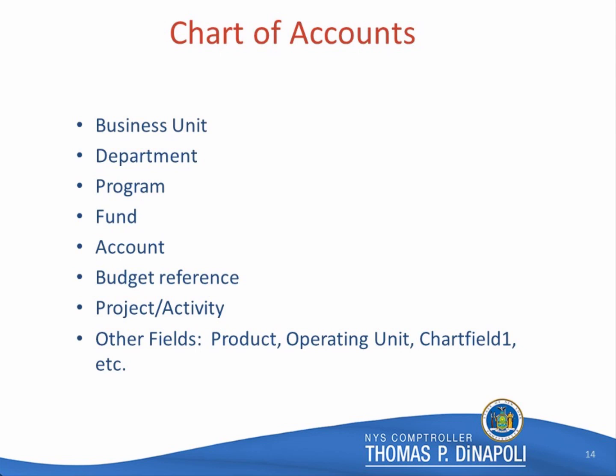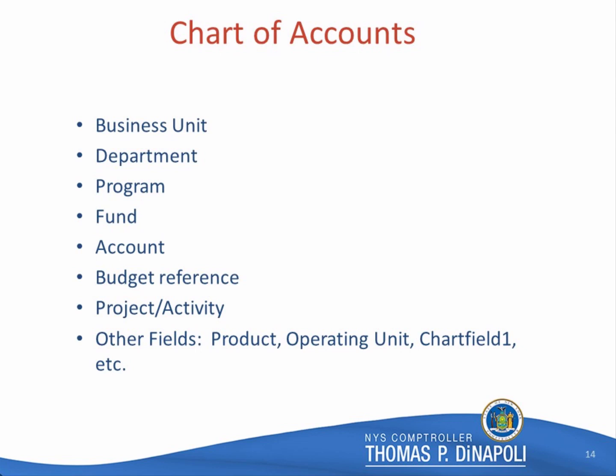Now on to business. The Chart of Accounts, COA, is the foundation of the statewide financial system, SFS. It provides each business unit, department, fund, program, budget reference, and account within the state a unique identification number to identify financial transactions. Some transactions may have other chart fields such as product, operating unit, and chart fields. In the project costing module for grant budgets, they also include the project ID and activity values.